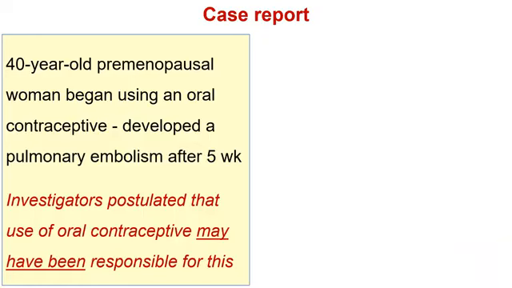This is another example of a case report. A 40-year-old premenopausal woman started using oral contraceptive pills, and then after 5 weeks she developed a pulmonary embolism. From this report, the investigators hypothesized that maybe use of oral contraceptive was responsible for this development of pulmonary embolism.